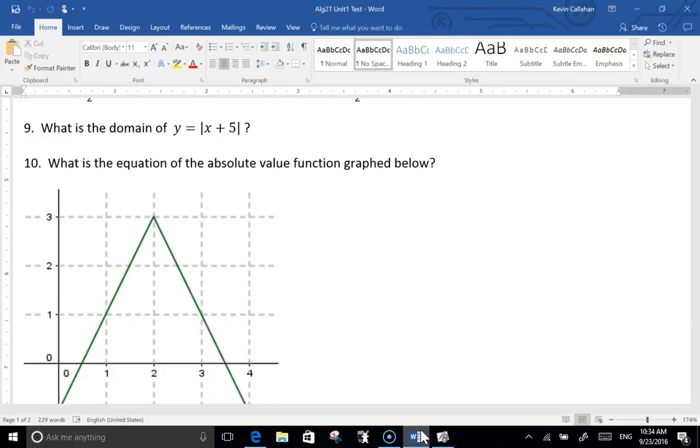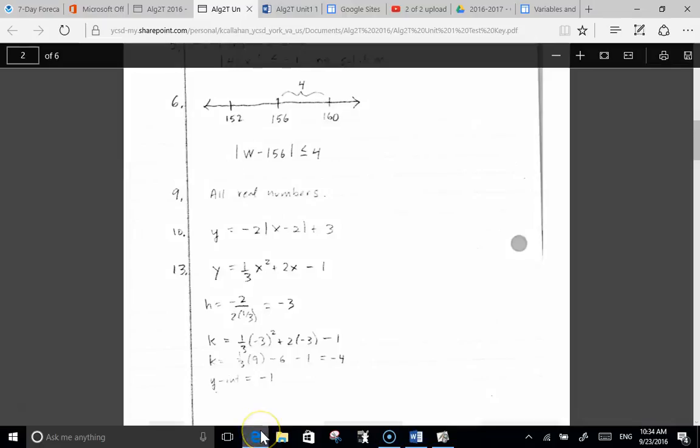Okay, and then it looks like it's been translated 2 to the right and 3 up. How do you make it go 2 to the right? -2 inside. How do you make it go 3 up? +3. So that should have looked like number 10 there. Right, just like that. Okay, then jump to number 14.